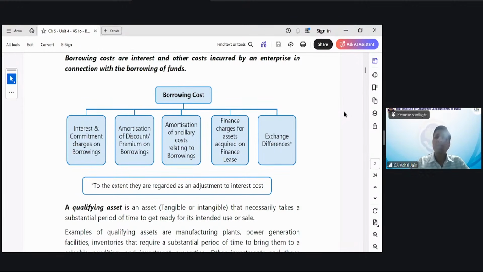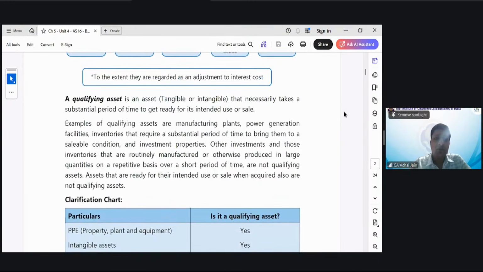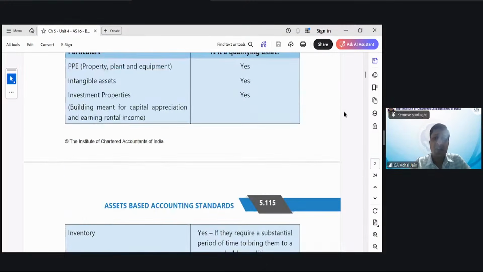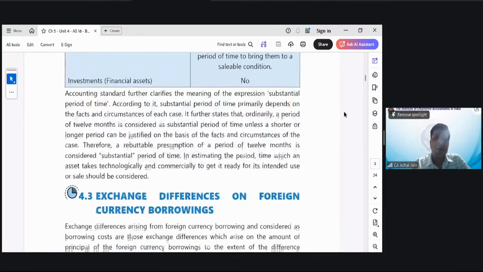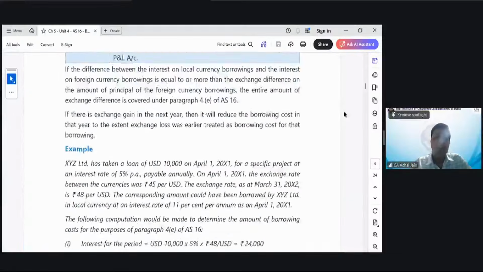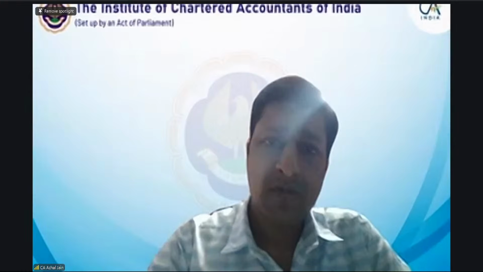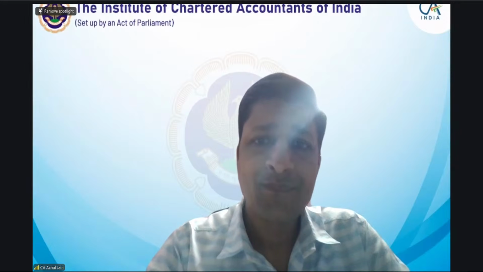So this is broadly some of the examples of the borrowing costs that we have. Now we are going to touch upon one aspect which is in relation to the accounting treatment of the borrowings and the borrowing cost. So now let me just take you to the working file.